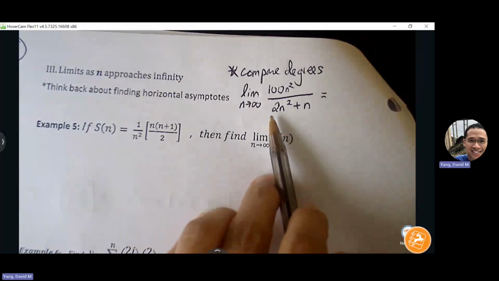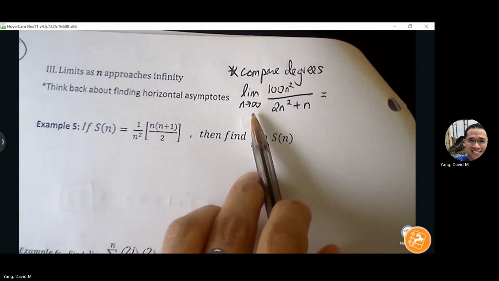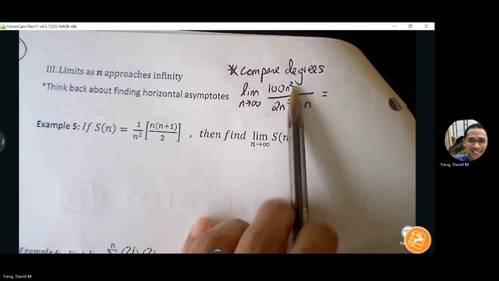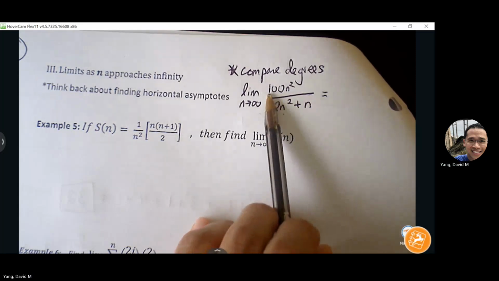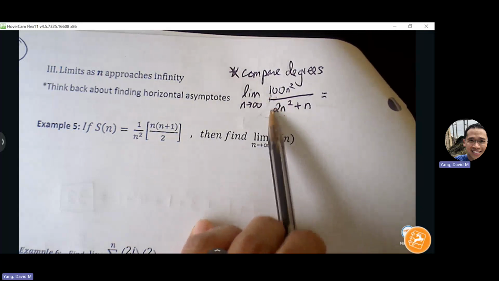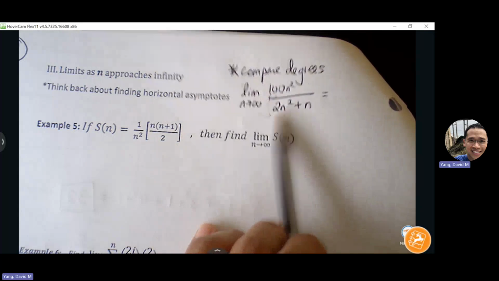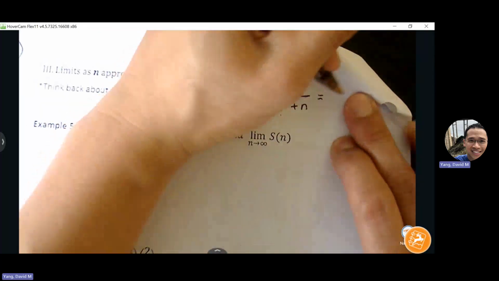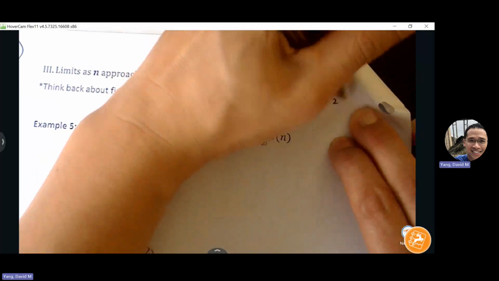What do you think this is? If the degrees are the same, my limit will just be what? Yeah, just my ratio of the coefficients, right? 100 divided by 2. The lower degree doesn't matter. So this is equal to 100 over 2, which is 50.